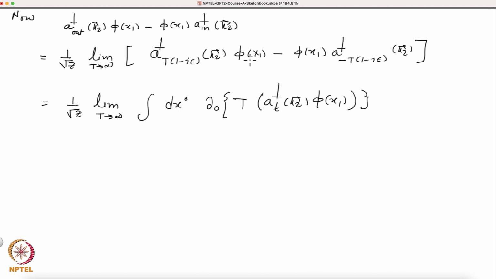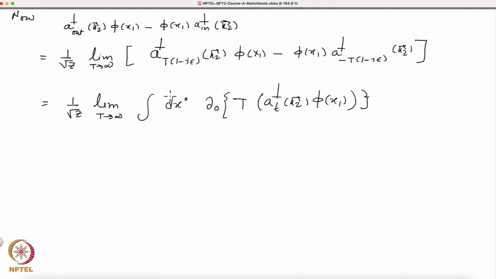operators which are defined at a lower time sitting to the right, and the operators which are defined at a higher time or a later time sitting to the left. So you see that both these terms are time ordered. We have talked about time ordering earlier also. So both the terms are time ordered, and we have to take care of the time ordering. So that's what I am doing here.